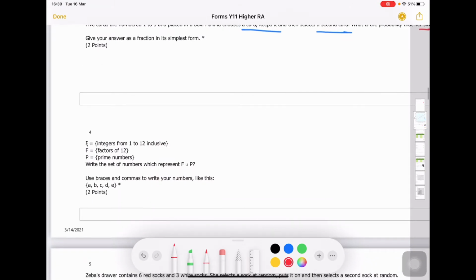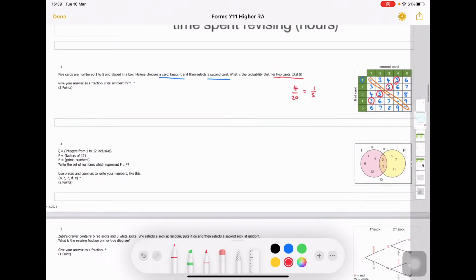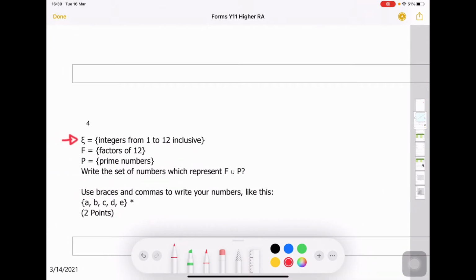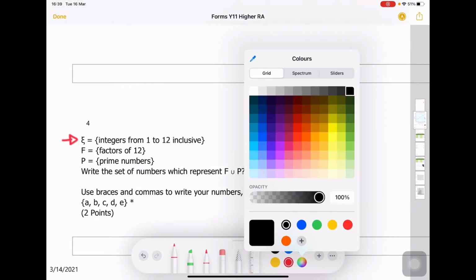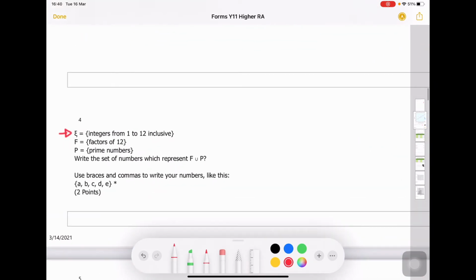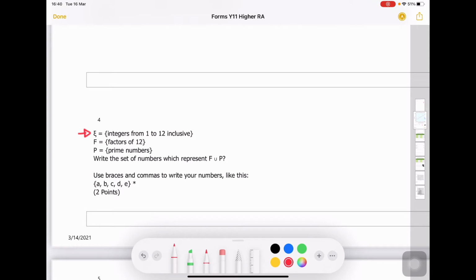Question 4. We've been given a Venn diagram as well. Remember this E means everything, so integers from 1 to 12. Let me zoom in. F contains factors of 12. So factors of 12 are 1, 4, 6, and 12. P is prime numbers. Write the set of numbers which represent F or P.